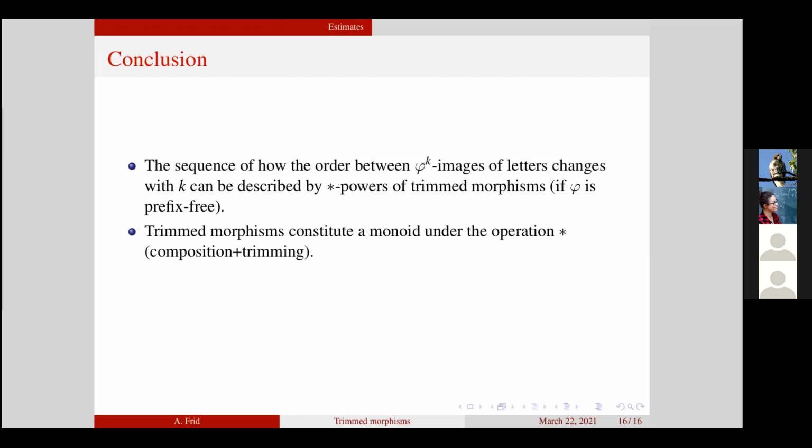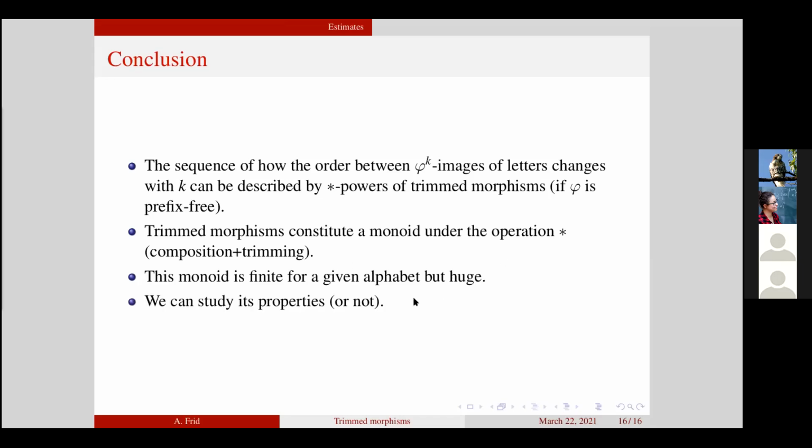The trimmed morphisms make a huge monoid under this operation, which is composition and then trimming. It is finite, but complicated, and I don't know how to really study it. But we can study its properties if it is interesting, and we can not study them if they are not. So that's all. Thank you.